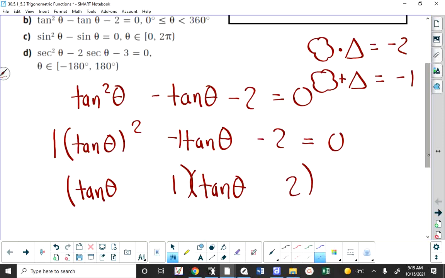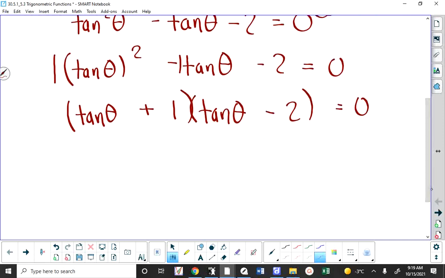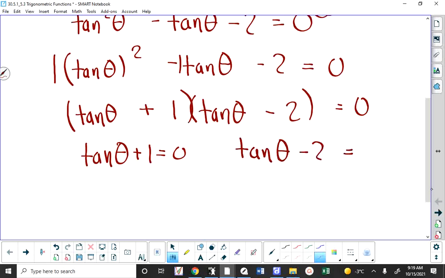I want these two numbers, though, to multiply to give negative, so one's going to be positive, one's going to be negative. And I want them to add to give -1, which would mean we would be dealing with this situation where the 2 is negative. Don't forget that this is equal to 0. And that leads you to tan of theta plus 1 equals 0 and tan of theta minus 2 equals 0.